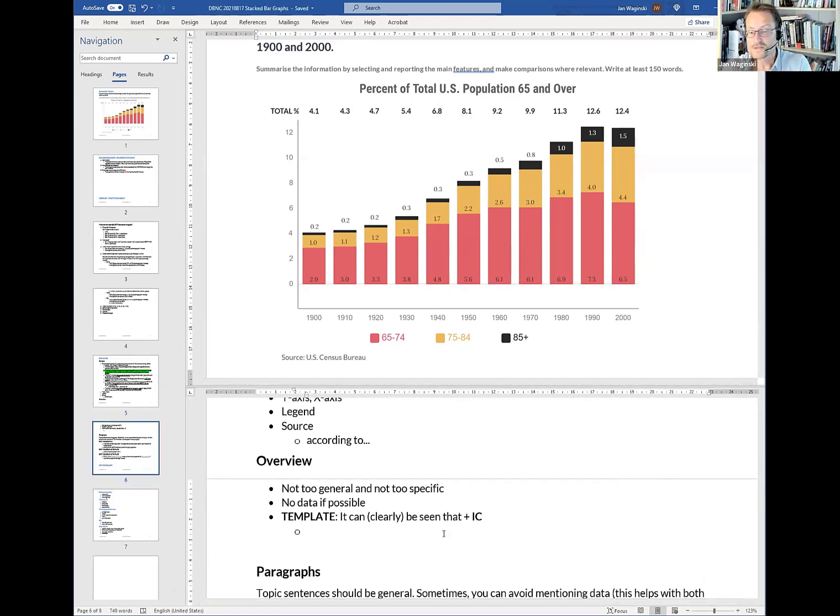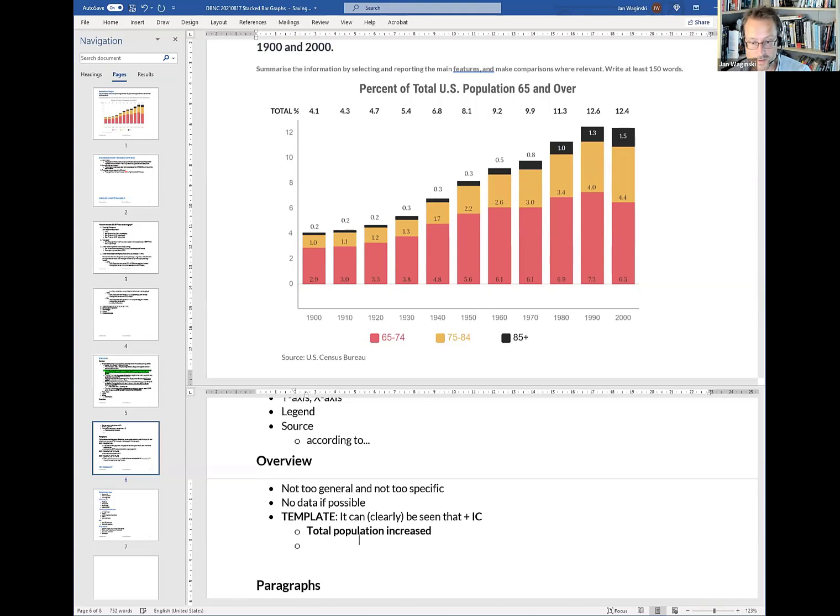So we want to try and do this without reference to numbers. The reason you want to do it without reference to numbers is because then it becomes a bit repetitive. And also, you won't have as much to talk about if you mention numbers ahead of time. And the other reason is it confuses the reader. You want to try and paint a picture without reference to numbers if possible. Total population increased. What else happened? What else was true?